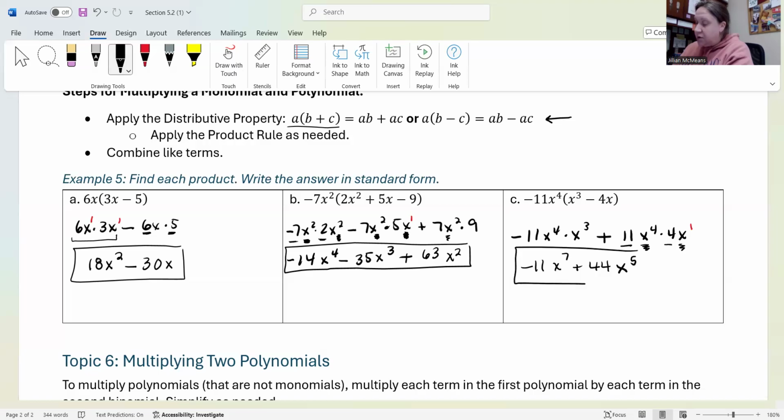Now, you can always show this side work if you need to, but we're going to do stuff like this quite a bit throughout this class, so you need to get to the point where you can just distribute, okay? So you need to know how to multiply a monomial by a polynomial, all right? So do definitely review the product rule. The product rule comes up a lot when you multiply a monomial and a polynomial.